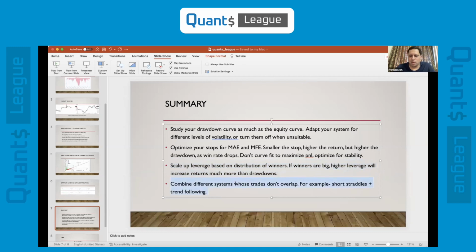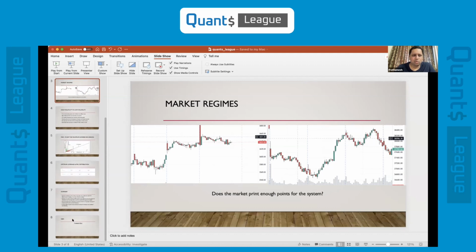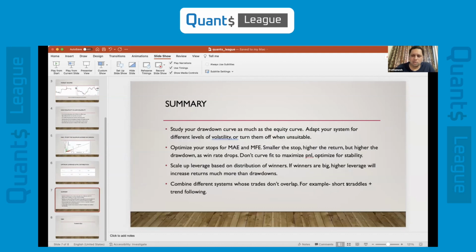Finally, you want to combine systems whose trades do not overlap. So for example, like we saw above, there are two types of markets. You have a non-trending, mean reversion suitable market and a trending market. If you combine something like short straddles, which is very popular on FinTwit these days, along with trend following, then you smoothen the drawdowns on both, because short straddles may not do so well when there is high volatility and when markets do reversals in a day or swing both sides, but your trend following system could catch that.